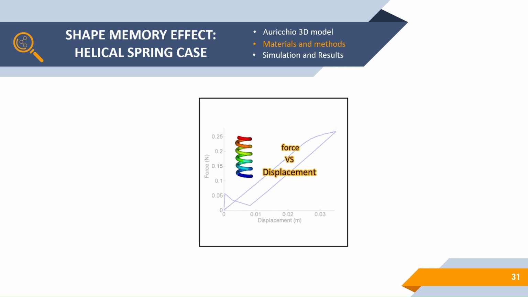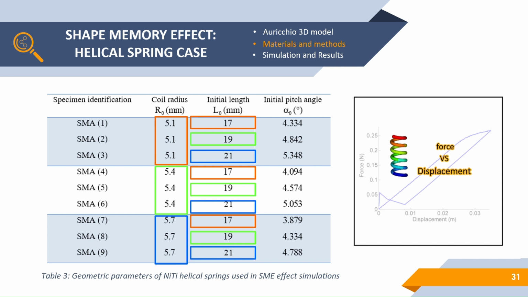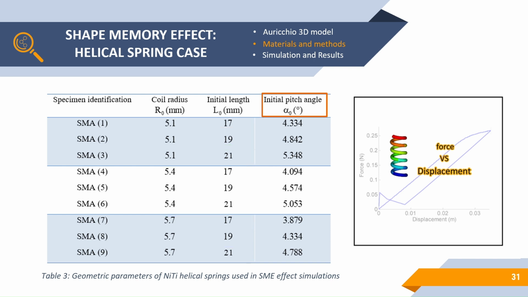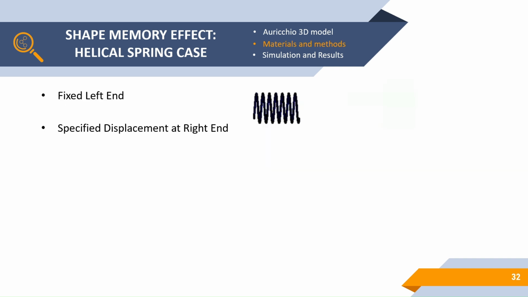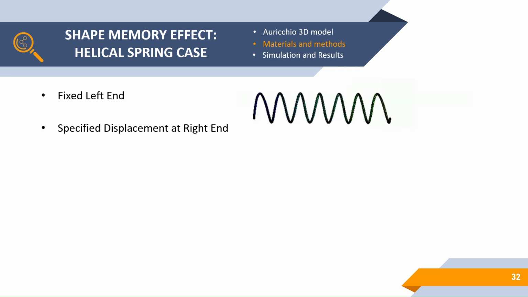Now, to analyze the response of the helical spring in terms of force displacement, 9 different geometries were considered. In each case, we varied the coil radius and the initial length to observe how these parameters influence the spring's behavior. The initial pitch angle was calculated using equation 7 seen previously. The helical springs are assumed to be fixed at their left end, while the right end is subjected to a specific displacement.